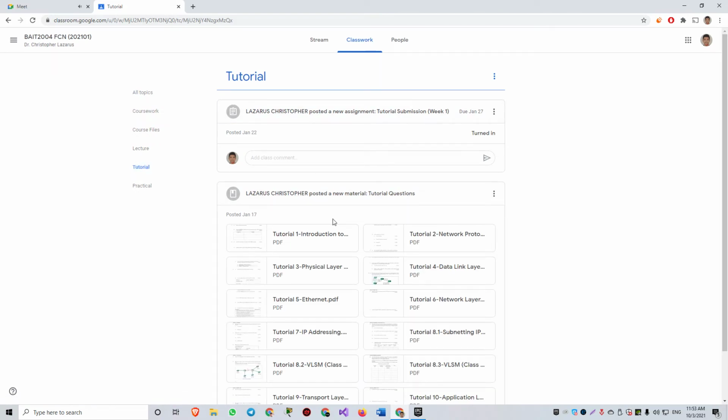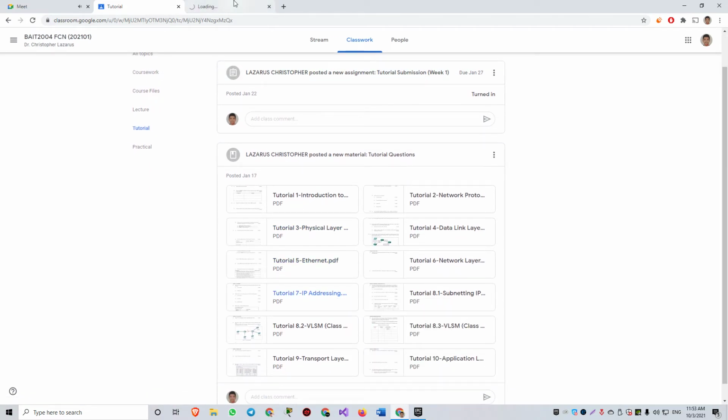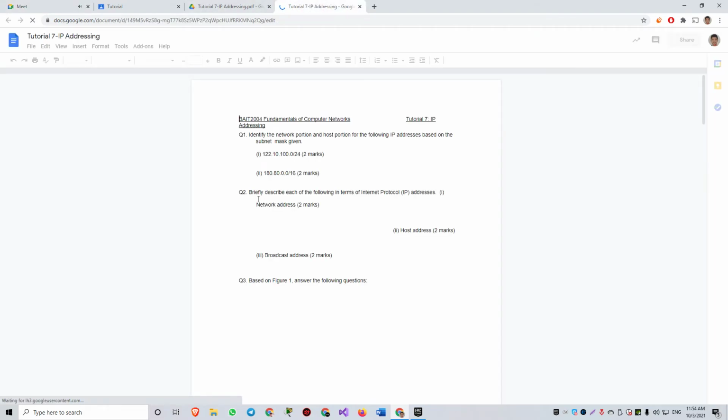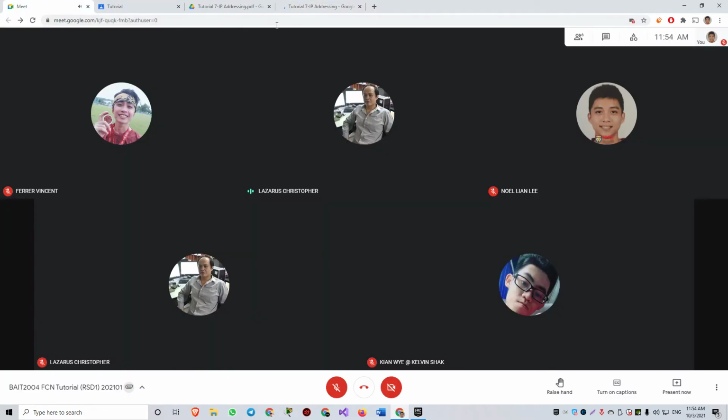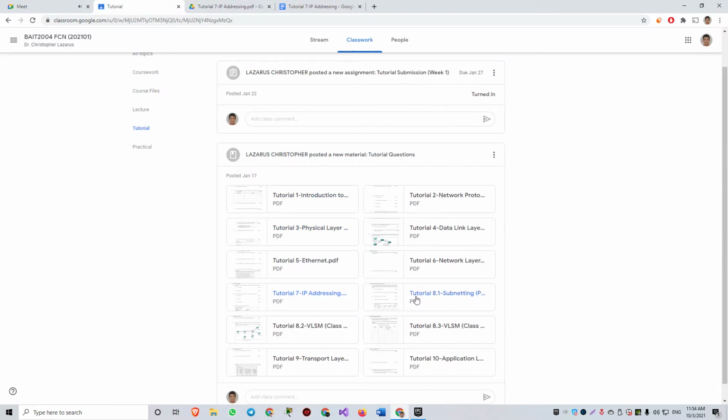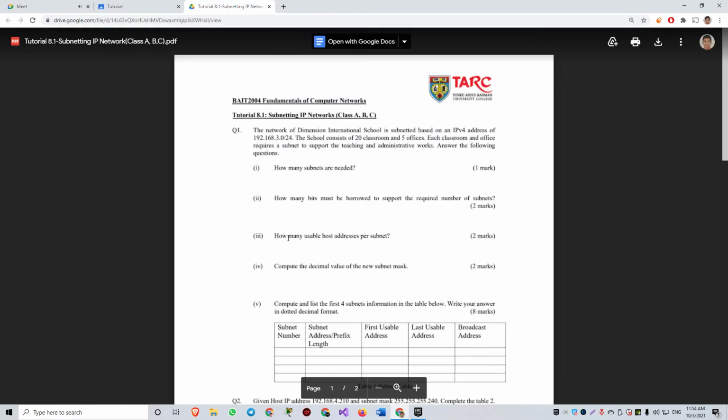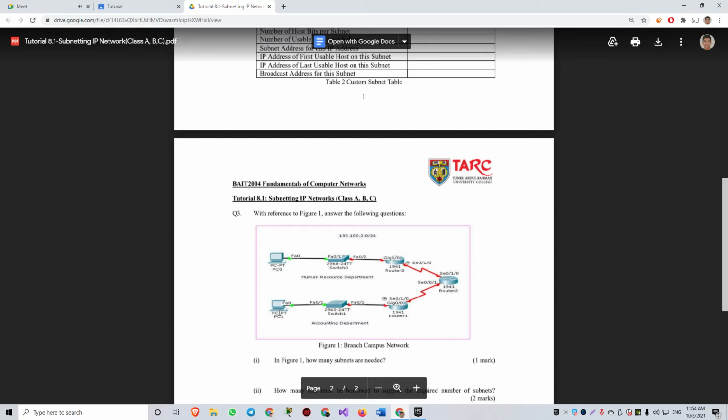So the tutorial 8.1, question 1: you're given IP address class C, 192.168.3.0/24. The school consists of 20 classrooms and 5 offices. So each classroom and office needs a subnet. That means how many subnets will you need based on the requirement? Part 2, how many bits must be borrowed to support the required number of subnets? Number 3, once you determine number 2, how many usable host addresses do you need per subnet?